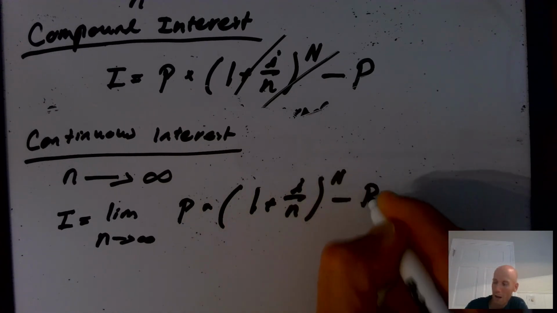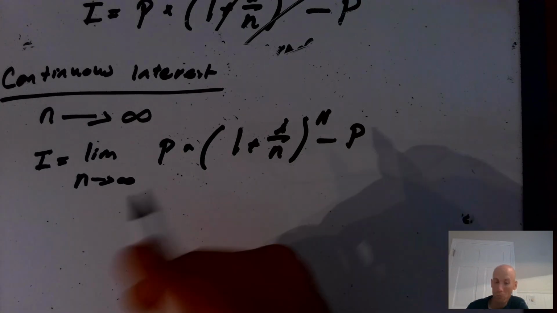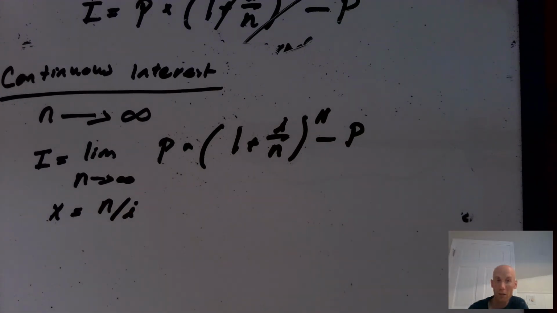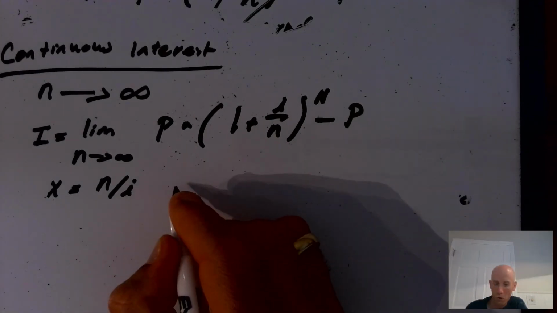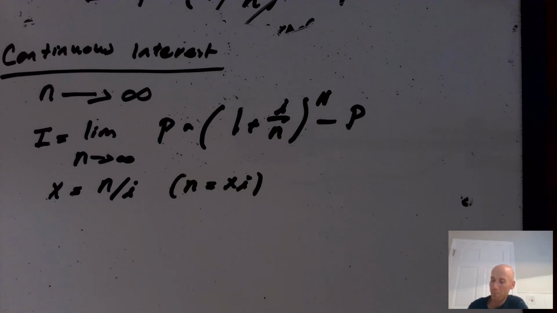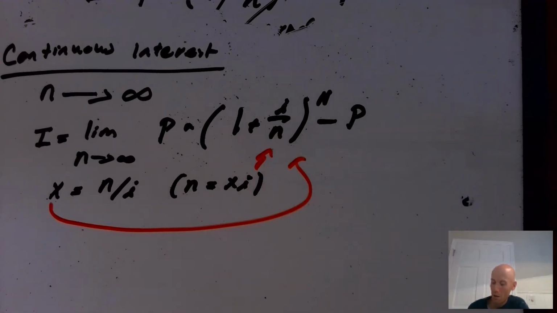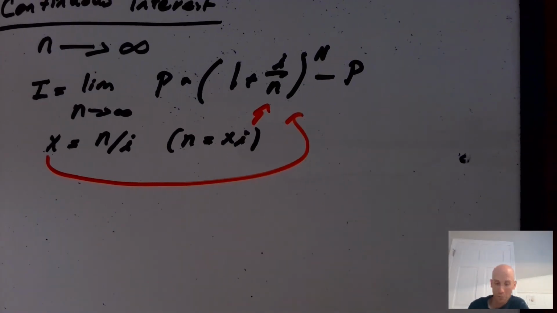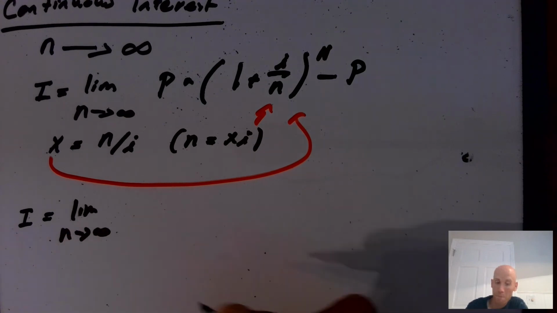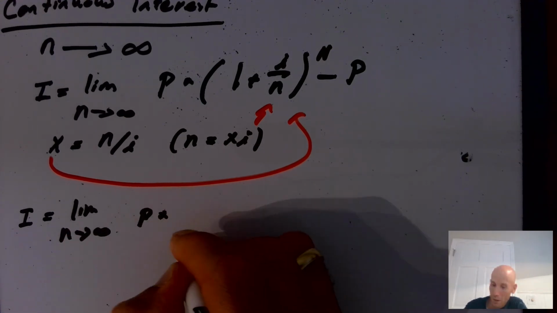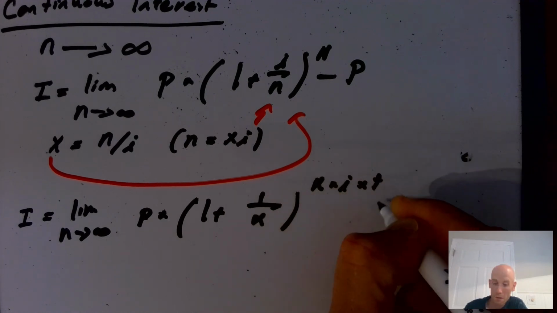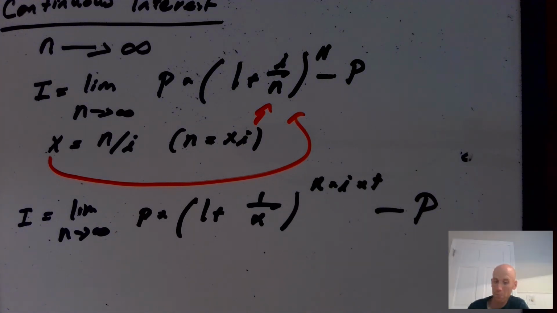Okay? And what I'm going to do to make my life a little bit easier is I'm going to define x to be n over i, which is an indexing variable. It will go away, I promise. And if you just solve for n here, it also means that n is equal to xi. So if I substitute these values in here, I can get rid of little n and little i, and I will get that I is equal to, again, limit as n goes to infinity now, and my P stays the same, and it's (1 + 1/x) raised to x times i times t, minus P. Okay? That's what that is.